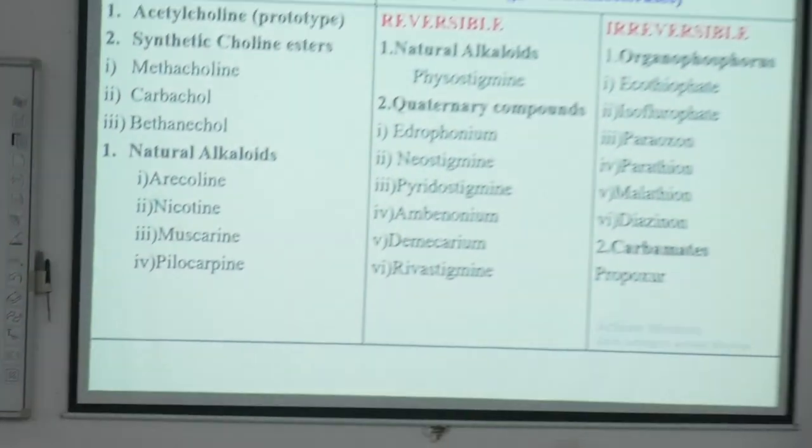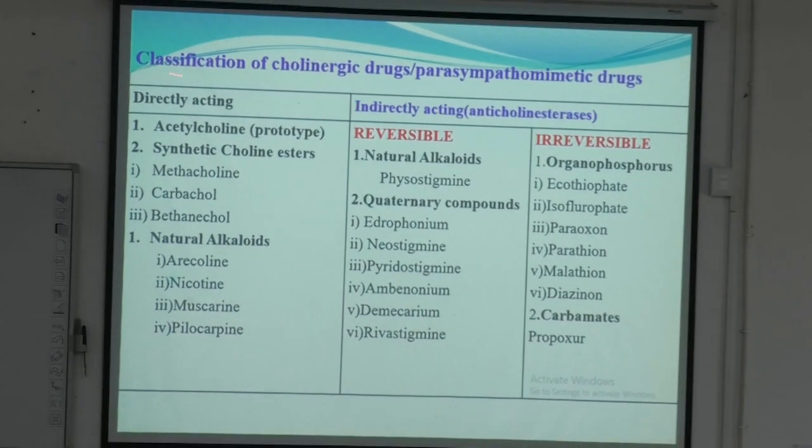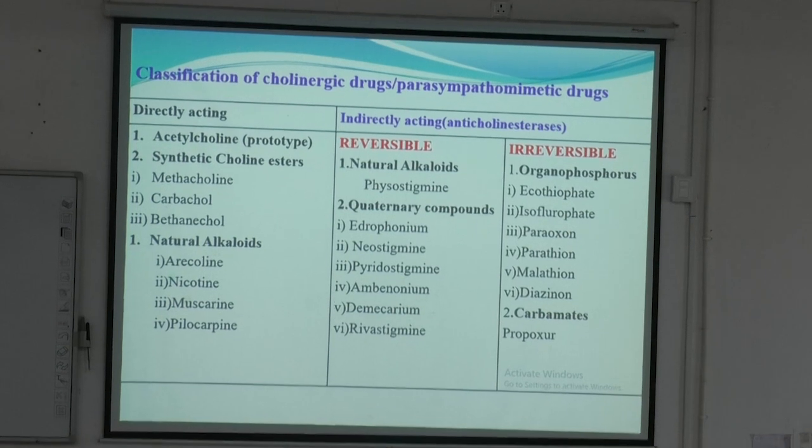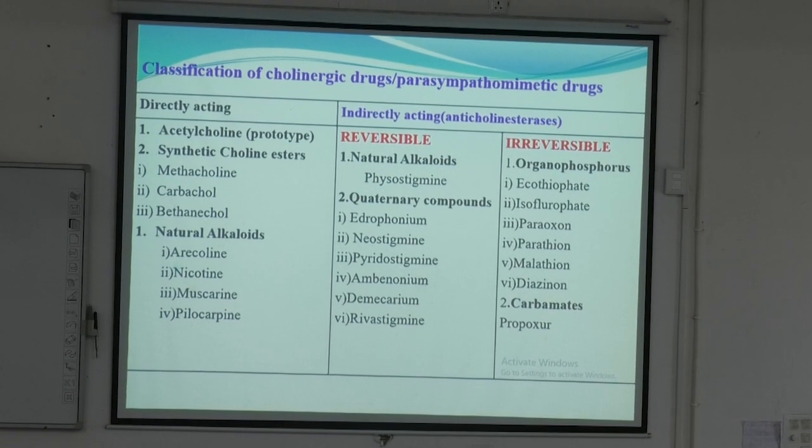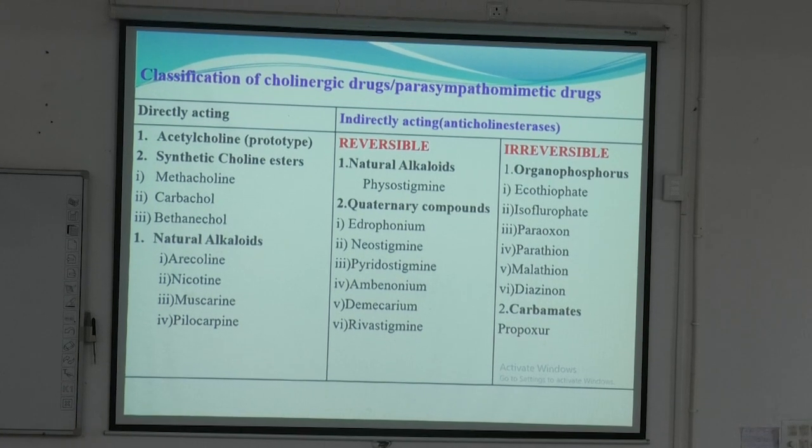Now coming to the cholinergic drugs or parasympathetic drugs. We can broadly divide these as directly acting and indirectly acting. The directly acting drugs are basically the parasympathomimetic drugs, and the indirectly acting drugs are known as the anticholinesterases. Anticholinesterases will be discussed in the next class.